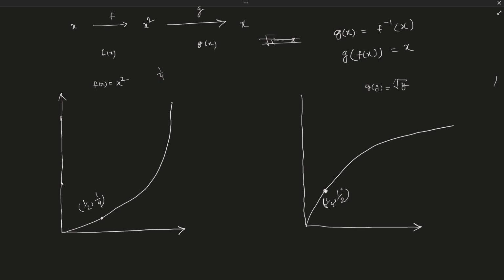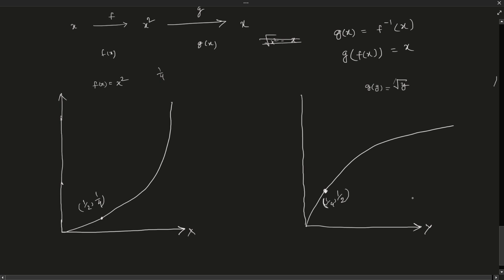So here the horizontal axis is x, and here the horizontal axis is y, and basically if there is point a comma b, it will appear here as b comma a.